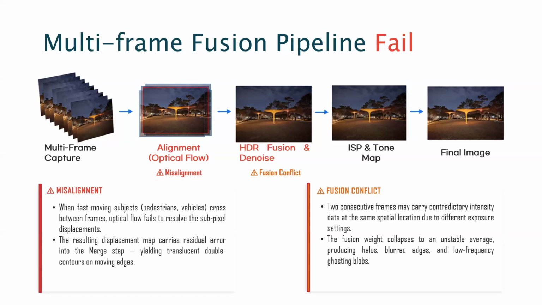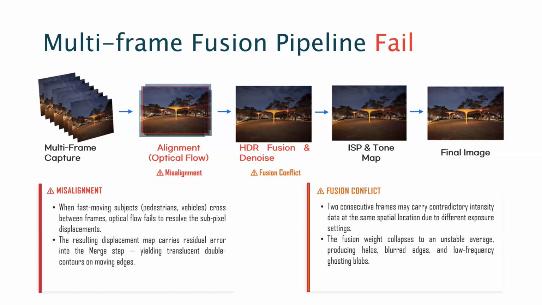And when that happens, the sub-pixel displacement between these frames generates some sort of ghost among those pictures. This results in the displacement map carrying residual into the merge step, and that generates translucent or double contours on the moving edge, in which we see a pattern following that car. The other scenario is a fusion conflict, like some sort of light change that has occurred.